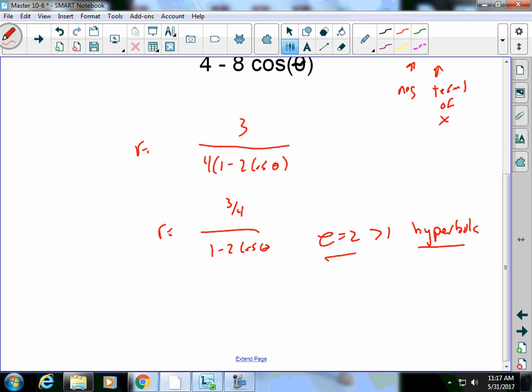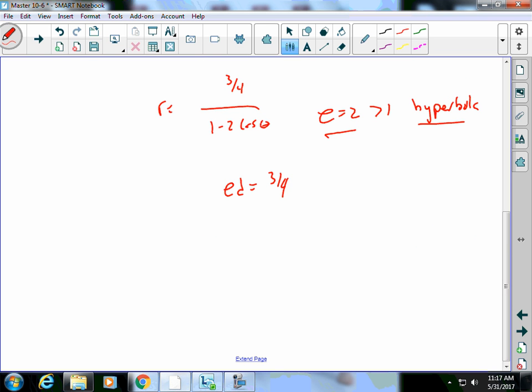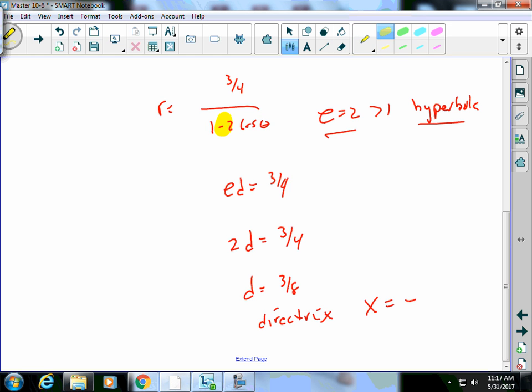So I've answered 2 parts. I know that ED is equal to 3 fourths, but we already know what E is. It's equal to 2. So 2D is equal to 3 fourths. I multiply everything through by half or divide by 2, so D has to equal 3/8. The directrix, the equation of the directrix, it's in terms of X, so X is equal to subtract. Again, I do a subtraction symbol because of this part. And it's equal to minus 3/8.